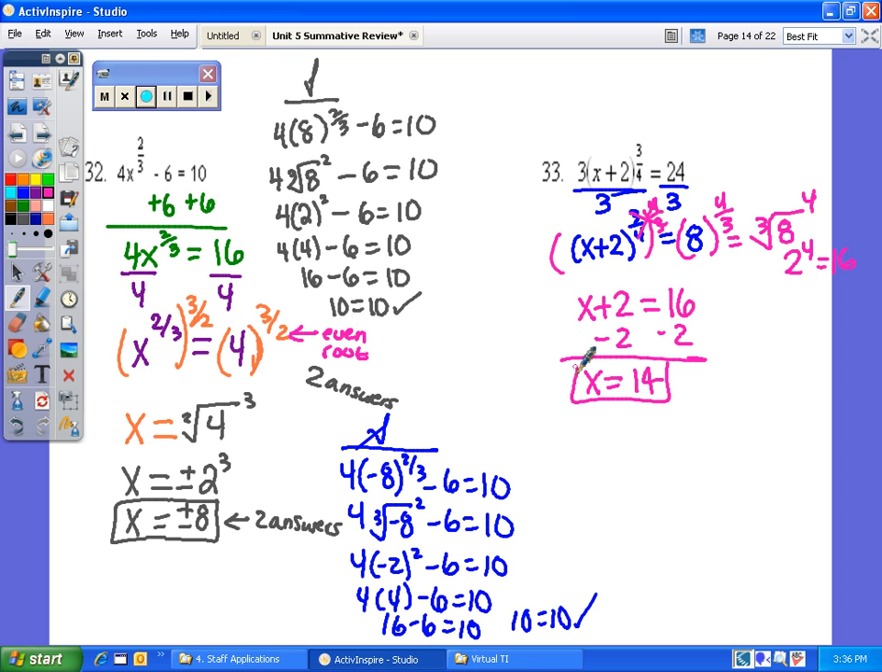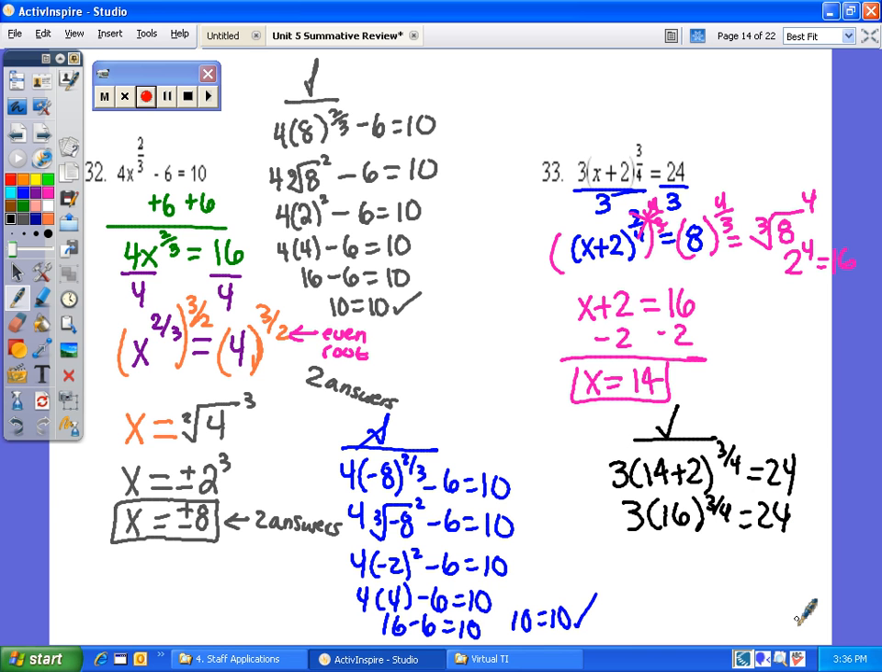So once again, you do have to check all of your answers. So we have 3 times 14 plus 2 to the 3/4 equals 24. 3 times 16 to the 3/4 equals 24. Remember, don't touch this side. This is really the 4th root of 16 cubed. 4th root of 16 is 2, so that's 2 cubed. And that's 3 times 8. And we all know that 3 times 8 is 24.